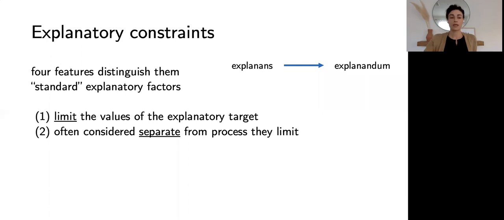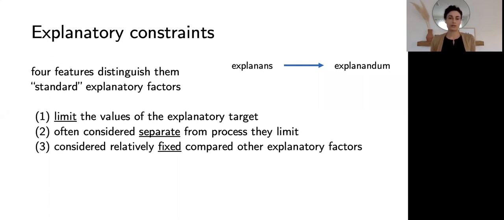A third feature of explanatory constraints is that they're often characterized as relatively fixed or difficult to change compared to other explanatory factors. This is because they're either harder to change or just that they're not changed. They're held in a fixed state for a very long amount of time when you compare them to other factors in the system of interest. So Poiseuille's law and other empirical laws are a nice example of factors or regularities that we don't view as changing much or changing at all.